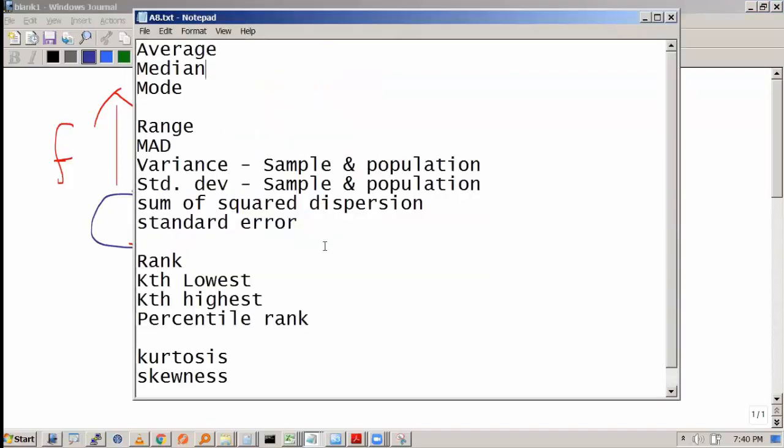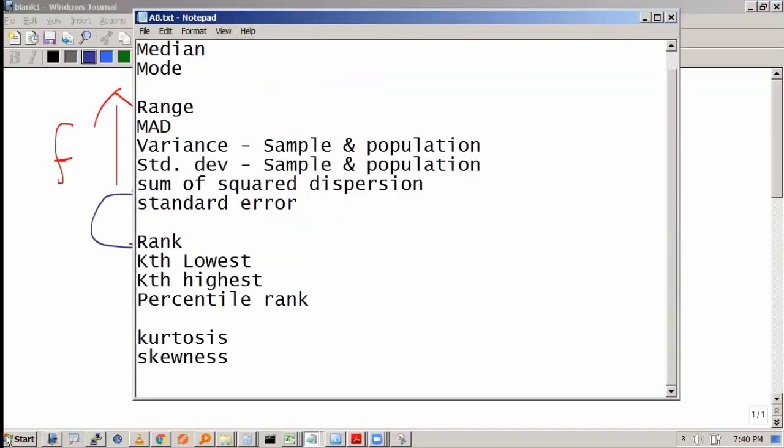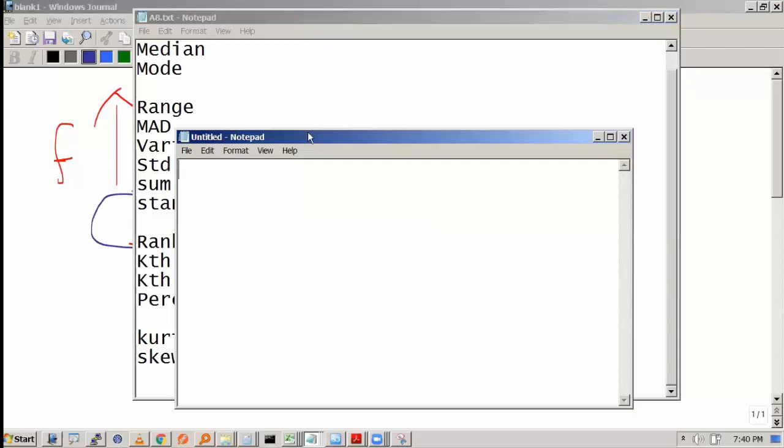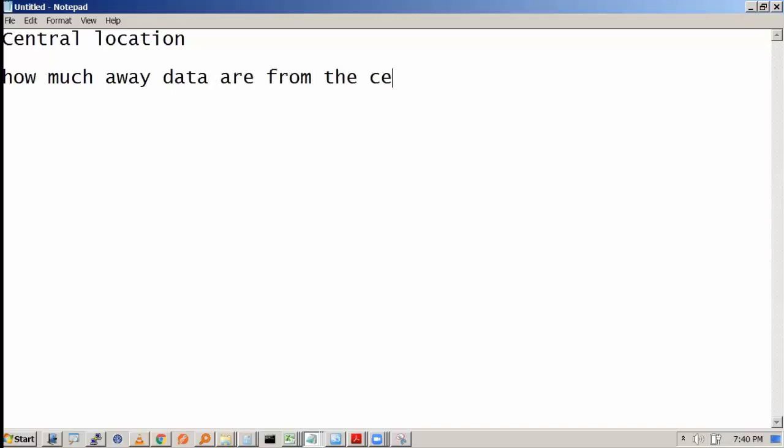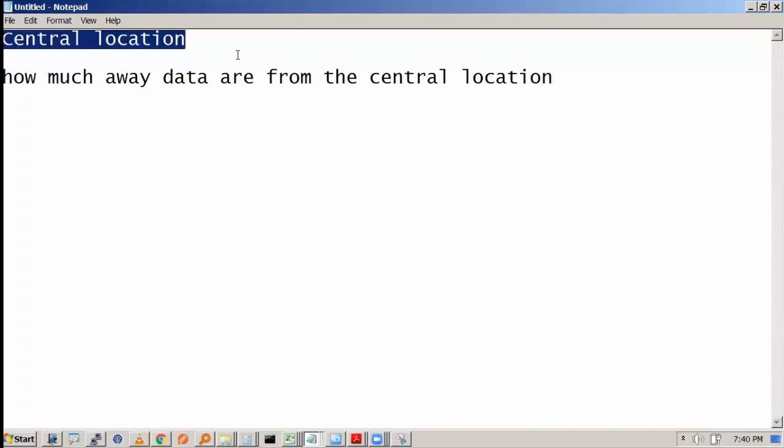So we have one item, which is central location. Our focus is to get the central location, and our idea is also to get how much away. So we also have to know how much away the data are from the central location. Now we'll see the various measures for this central location. We need to know the central location, and how much away from the central location.